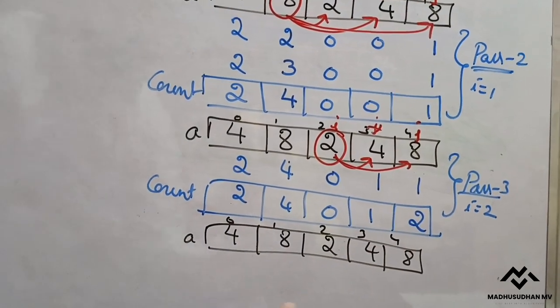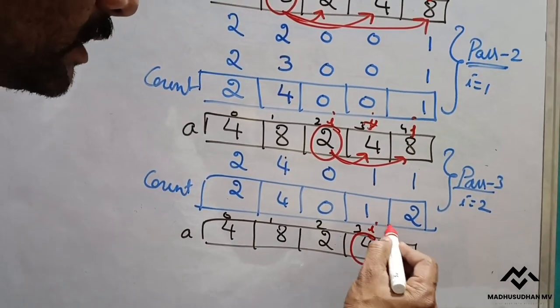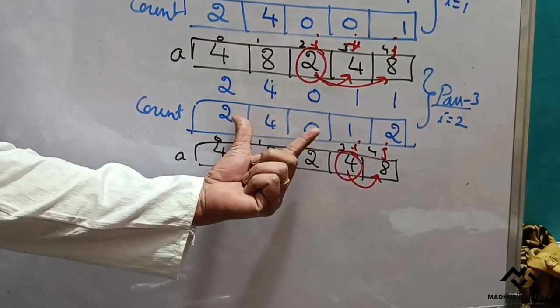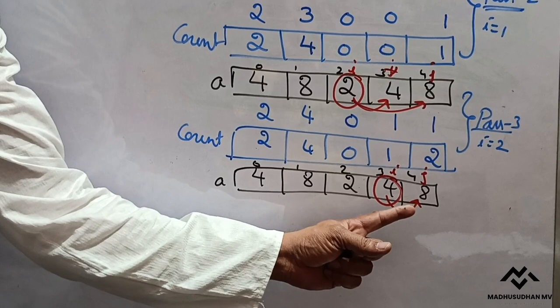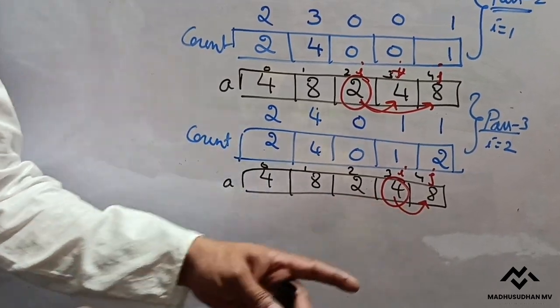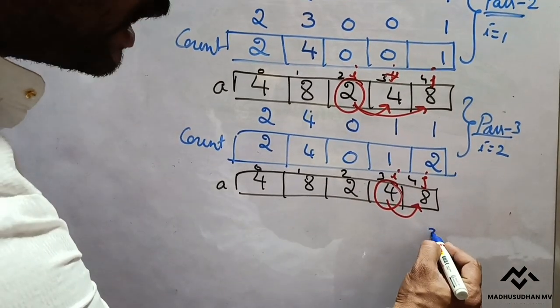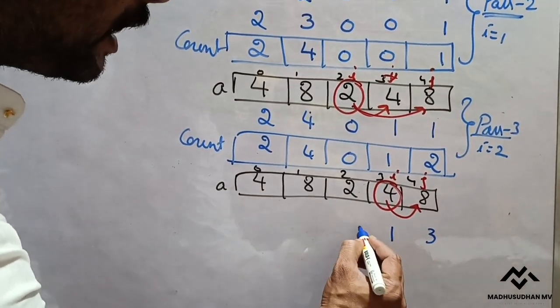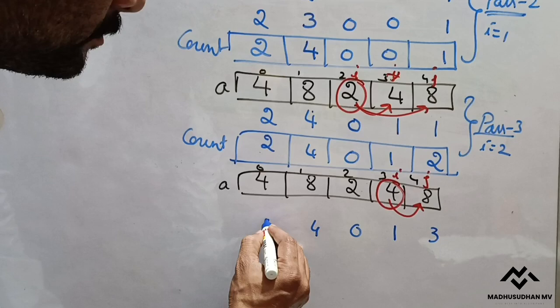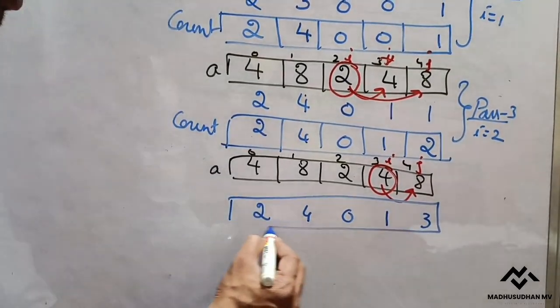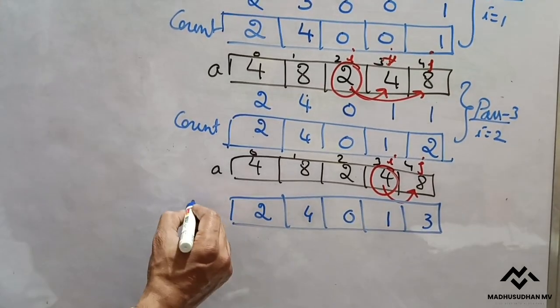So now I am taking this element, this is my i, this is my j, I'm comparing these two. Right now this is my count. So now 4 is less than 8? Yes, that means 8 is greater. So I need to increment 8's count. Right now 8's count is 2. So I incremented that. Remaining elements as they are. Okay, so this is my final count array.